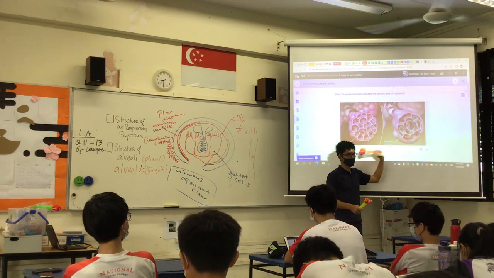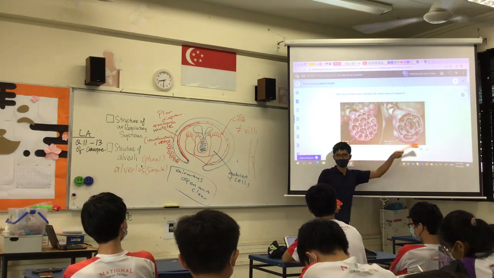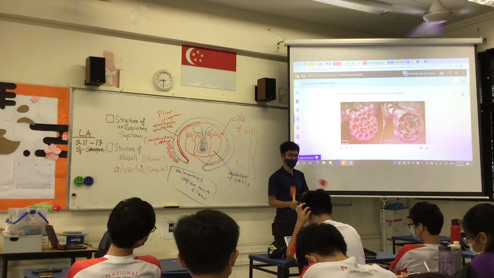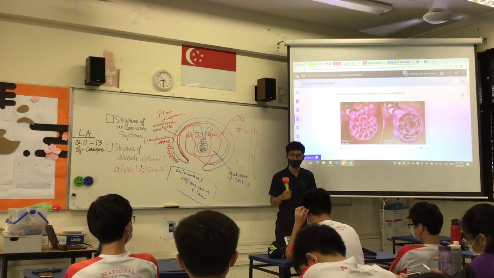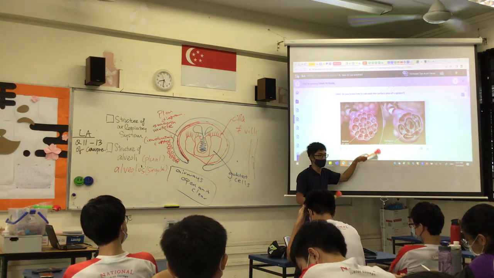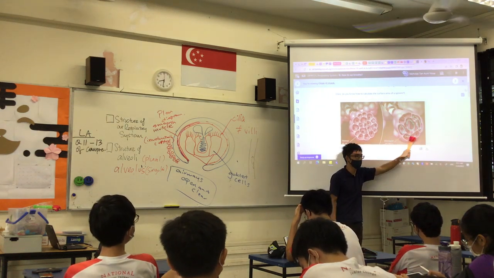Compare this and this. Which alveolus has a larger surface area? Left or right? A healthy lung, if you look at the air sacs, which have lots of partitioning, helps to increase the surface area. But compared to a damaged, broken lung.